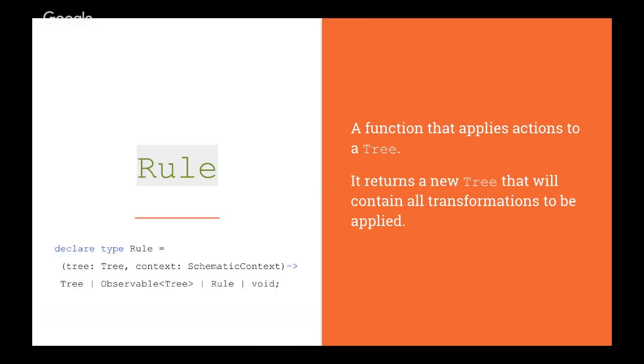The next one that we need to know about is a rule. A rule is a function that applies actions to the tree. As you can see, a rule is what we're going to be using, and we'll see this when we actually create our schematics. It gets two arguments. First, it gets the tree, which is the existing tree, if you will. And then it also gets the context, this schematic context object. Sometimes you'll see the tree also called a host. I'll just mention that if you look at some of the source code for things like Material, they might call it a host as well.